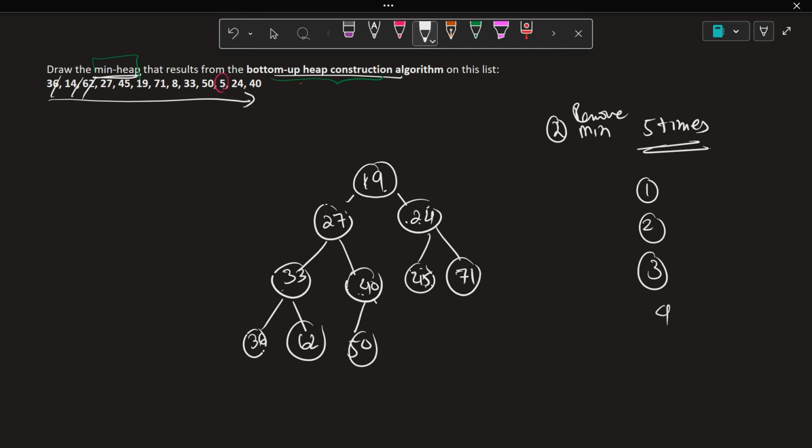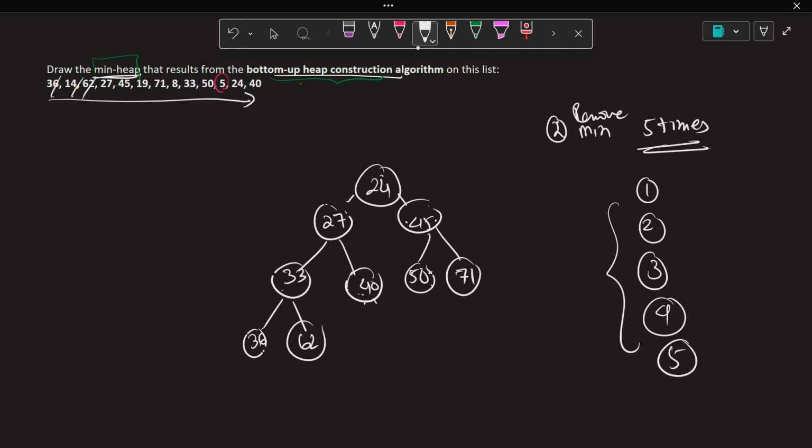Now you do it the fourth time. You remove this 50, chop the head, and replace it with 50. Now 50 comes over here, 24 goes over the top, 24, 50, and then 45. Then we have 45 at the top and 50 below it. You have performed this 4 times, and this is your tree after 4 times.